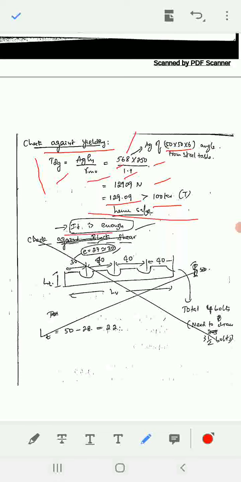I think what is written here is enough, because you would also have to do the check for block shear and the check against rupture, but it will make it lengthy and difficult for you. So after this, if you do this much, you will get 90% of the marks. Okay, anyhow, this is about module 4.